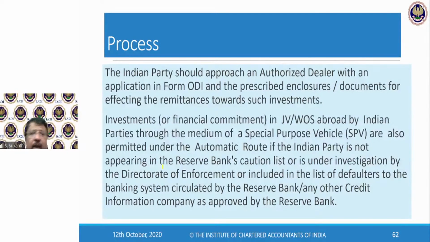Then he will go through it. Once he is cleared, he will go to the Reserve Bank to get the approval. If it is an automatic route, no problem. Otherwise, he will take it to the RBI. In most cases, RBI will approve. Again, as I told you, FEMA is a very, very lucrative area.